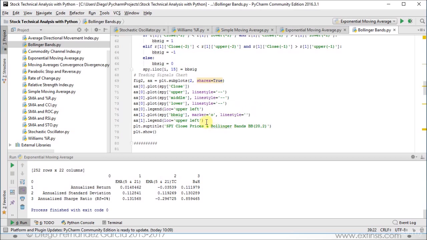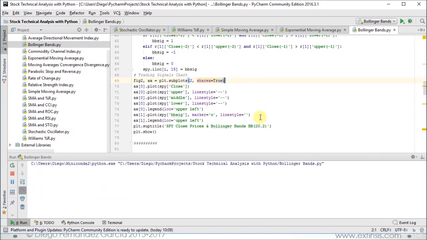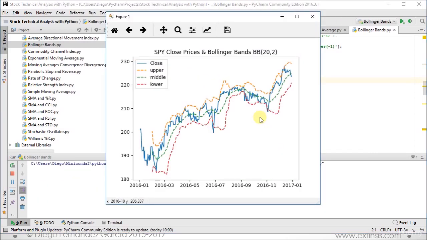Then we add also the legend at the upper left, and we add a super title, which is SPY close prices and Bollinger Bands (BB) with its corresponding characteristics of 20 days and 2 standard deviations. Then we show the chart. So let's proceed to run the code by clicking the right button on the mouse and scrolling down into Run Bollinger Bands. As you might remember from the previous section, this is our original chart with our close prices, and then we have as dashed in green the middle band, orange the upper, and dashed red the lower band.